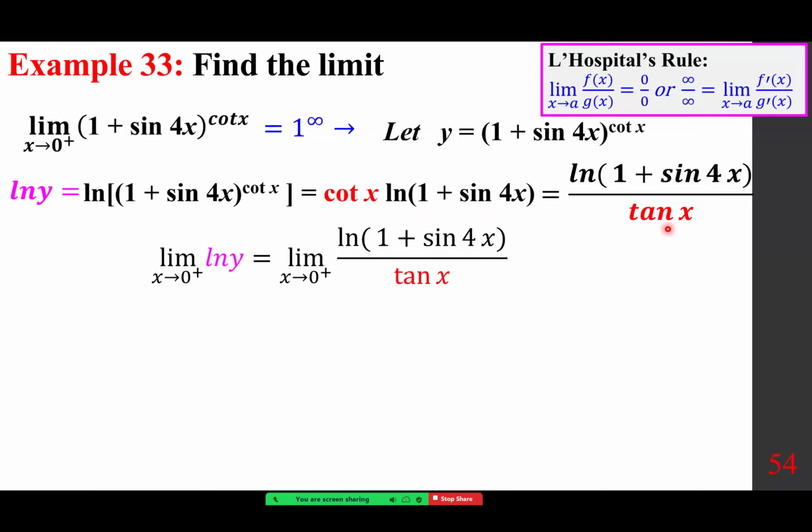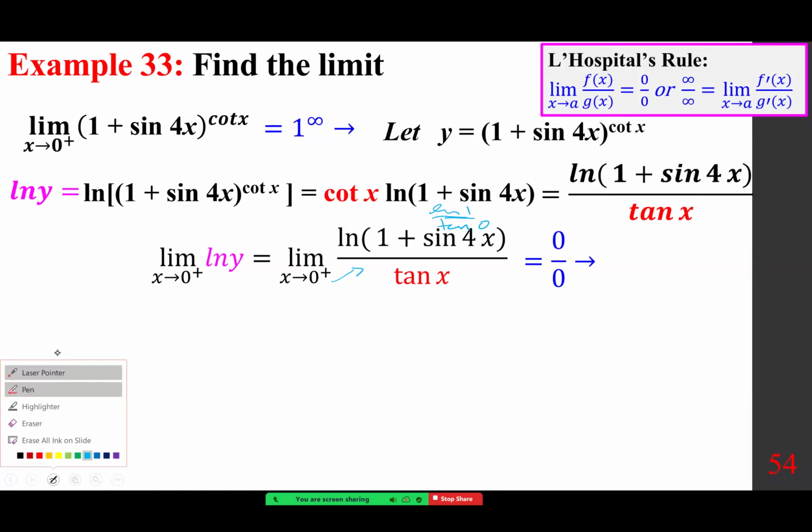The reason we write it in this format is that if you plug in 0, you get ln of 1, which is 0, over tan of 0, which is 0. So you get 0 over 0. Now we can use L'Hopital's rule. That's the idea behind this concept. Why are we doing this? So we can use L'Hopital's rule on that.